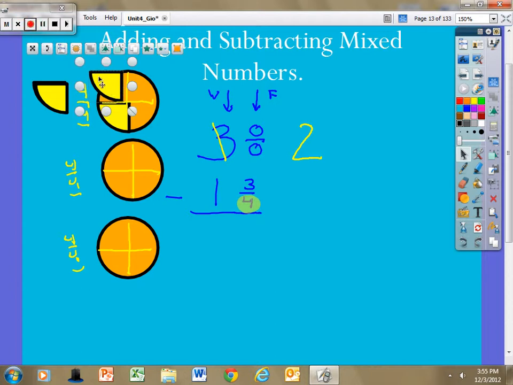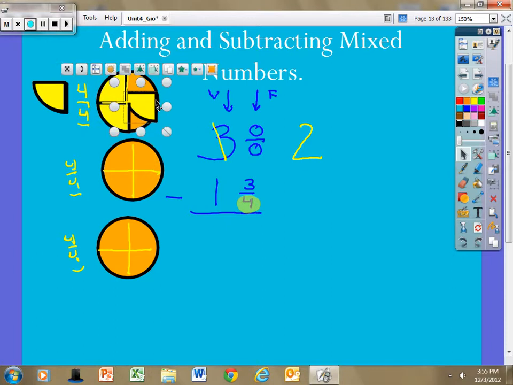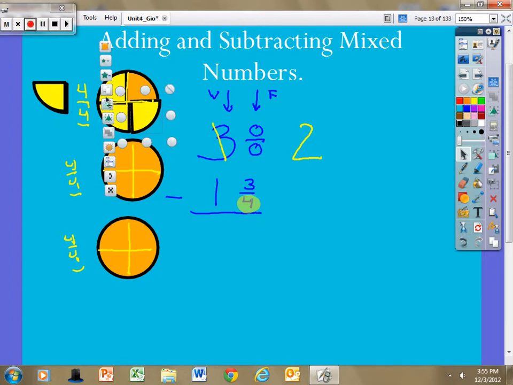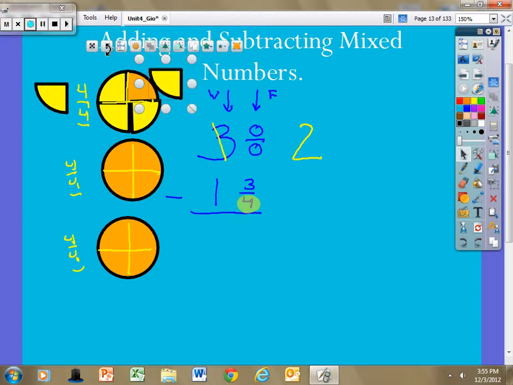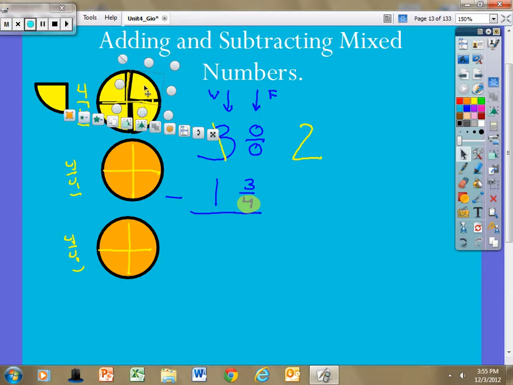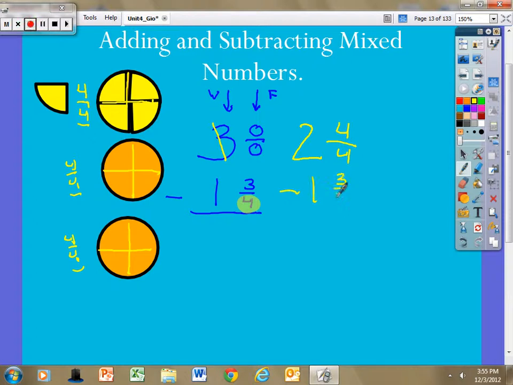Essentially, this looks like something like this. Let me rotate this around. It's not going to be perfect, but just to give you a visual. I'm taking this group of 3 and breaking it up. I know it's in fourths, because that's what I'm subtracting. So now I really have 2 wholes and 4/4. I've just renamed this 3 as 2 and 4/4. If I add this, 2 plus 4/4, which is 1, gives 3. And now I'll subtract from it 1 and 3/4.